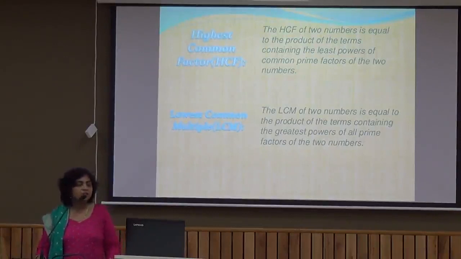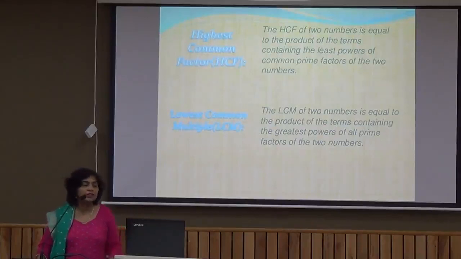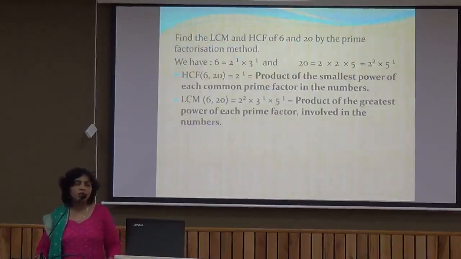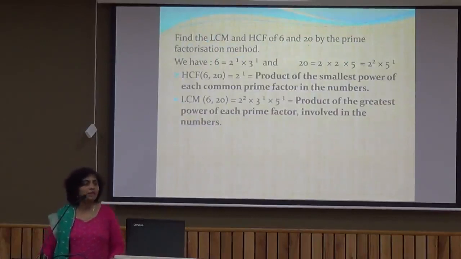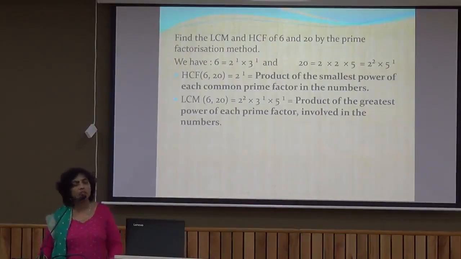And the LCM of two numbers is equal to the product of the terms containing the greatest power. We look for all the factors, whether common or not, and then we take the highest powers, and the product of all these gives the LCM of the given numbers. Let's see an example. We take 6 and 20 and calculate LCM and HCF by prime factorization. The prime factorization of 6 is 2 raised to power 1 into 3 raised to power 1, and 20 is 2 into 2 into 5, or 2 raised to power 2 and 5 raised to power 1.